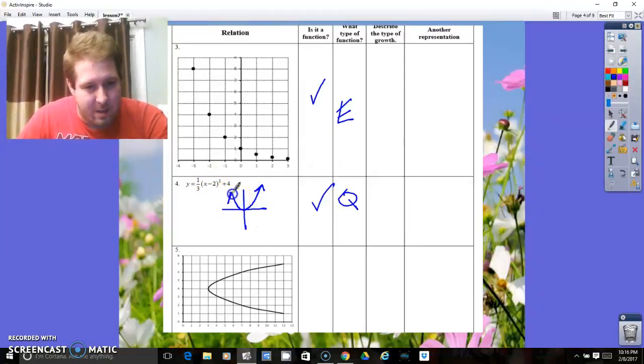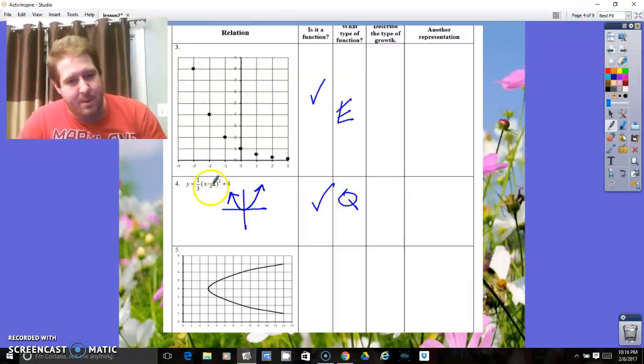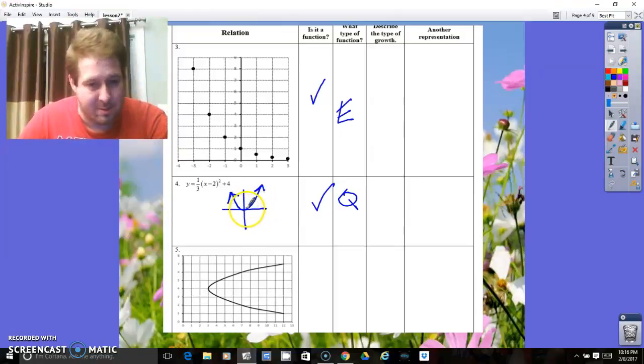But this equation is not going to look like x squared. It's going to be slid 2 to the right because of this, and it's going to be slid 4 right. So the vertex isn't going to be at 0, 0. It's going to be right 2, up 4.